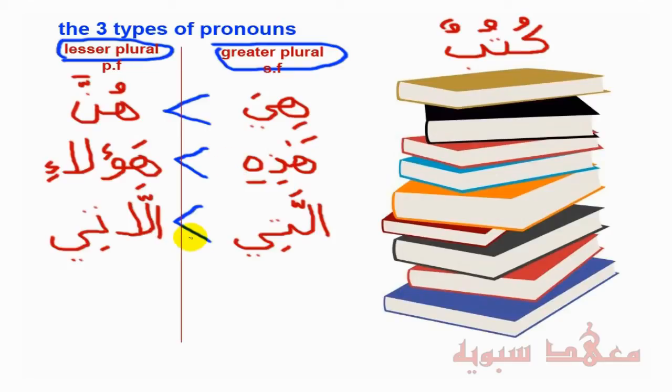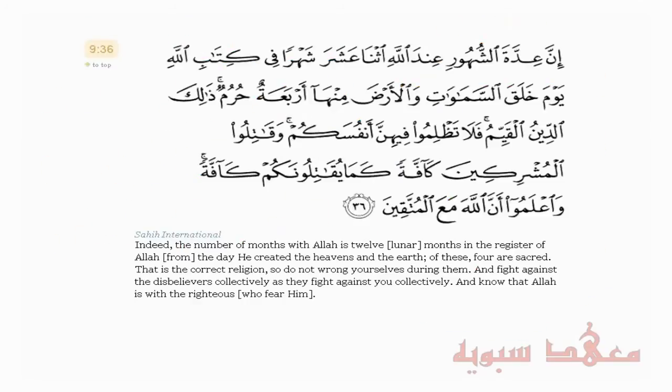Now what I'm going to do is I'm going to show one example in the Qur'an using the normal pronouns hunna and hiya. It says, indeed the number of months with Allah is 12. Inna iddat ash-shuhur. So ash-shuhur is one of the plurals of shahr. Shahr means month. Shuhur means months. There's also another plural, ashhur, which is a lesser plural.